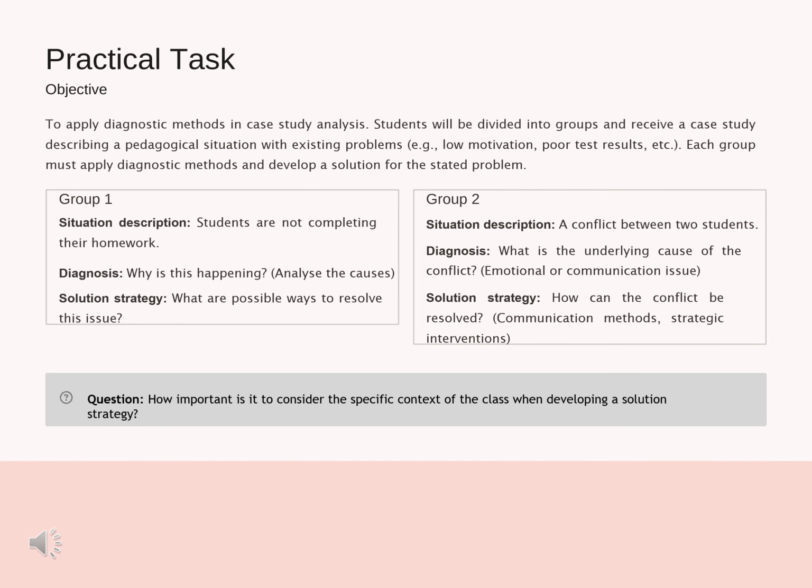At this point, the discussion moves from theory to practice. The task is designed to develop students' ability to apply diagnostic methods in the analysis of concrete pedagogical situations. Each group is asked to examine a specific case, identify the source of the difficulty, and propose a reasoned way of addressing it. In the first case, the issue concerns incomplete homework. In the second, conflict between two students. Both situations require thoughtful analysis rather than a superficial reaction. Particular importance should be given to the final question, since any pedagogical solution can only be effective when it takes into account the specific context of the class.